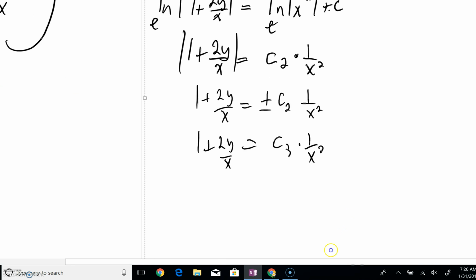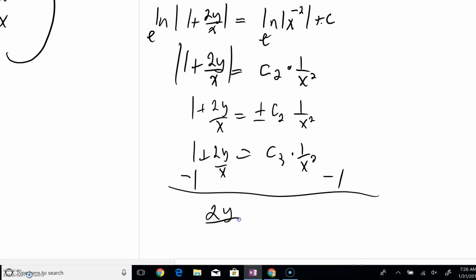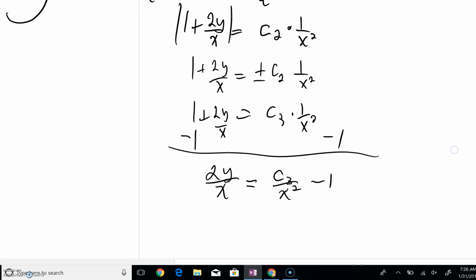Differential equations 5.1, picking back up at the end of our last problem. We're trying to solve for y here. So what we could do very quickly is just subtract a 1 from both sides. We'd have 2y over x is equal to, now you could make this c3 over x squared if you'd like, minus a 1. But getting y alone, you can see that we really want to get rid of this 2 over x, so we can multiply through by the reciprocal on both sides. Multiply through by x over 2.